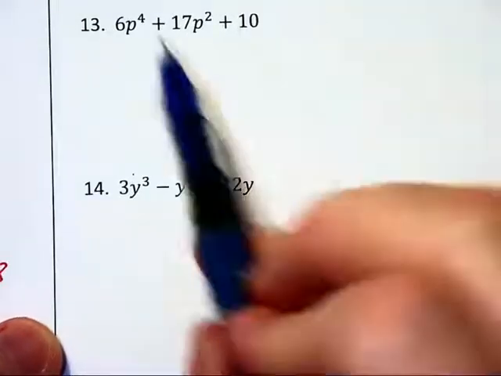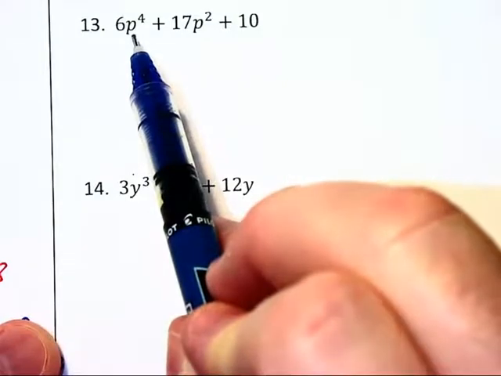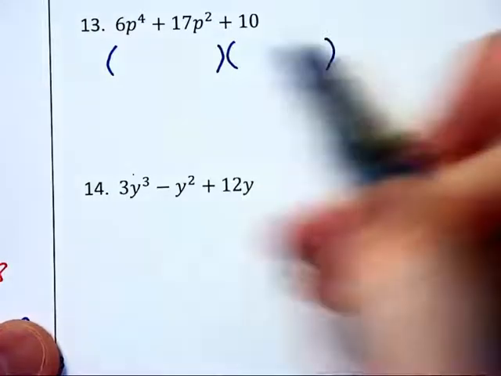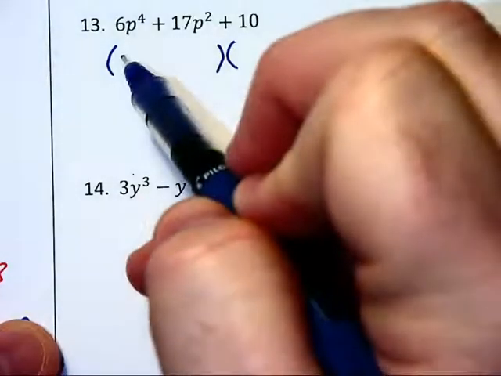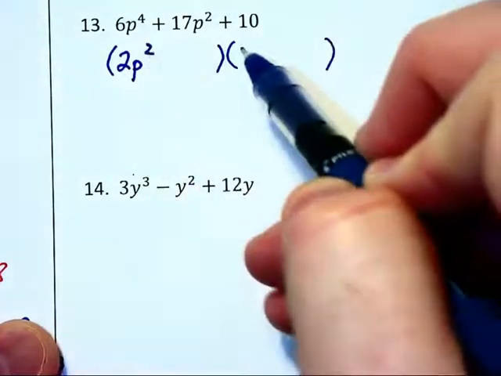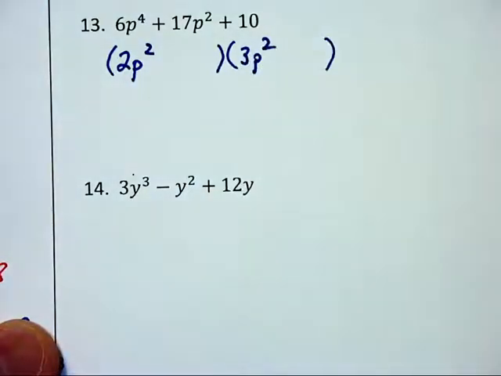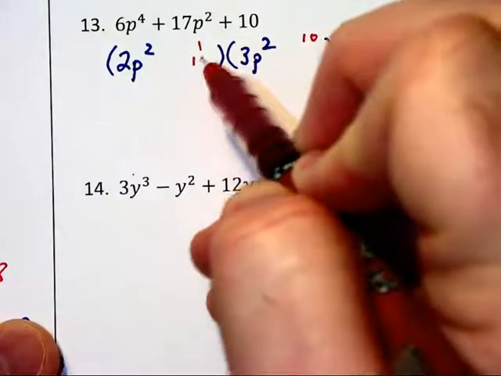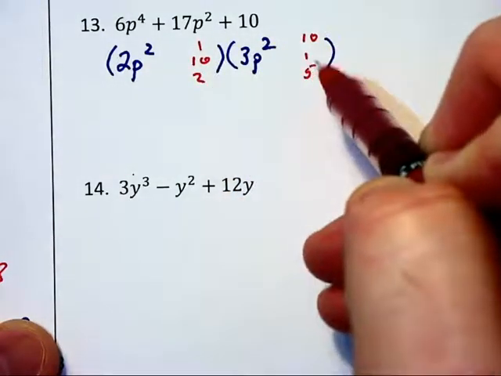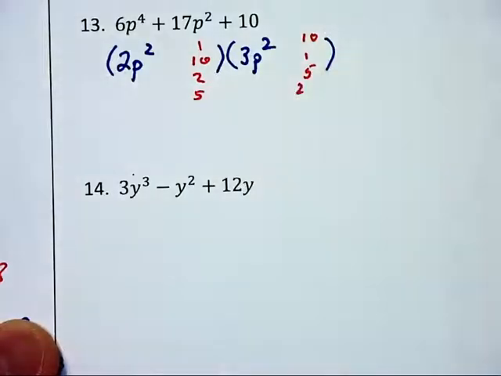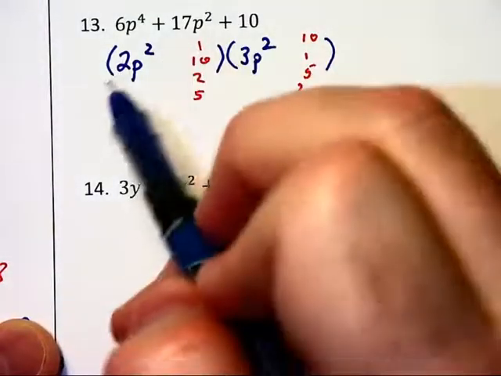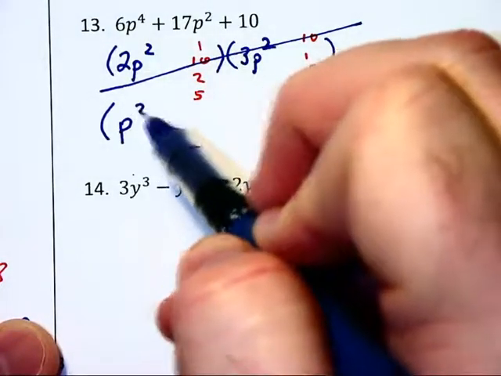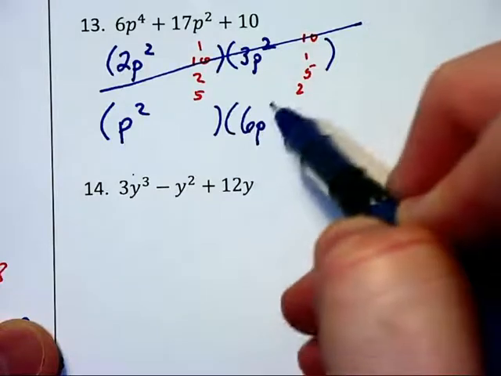For this next problem, I have a p to the fourth. Okay, I've got to play around with this somehow. First thing I want to do, especially since the numbers are somewhat balanced, is try a 2p squared, 3p squared approach. And then I would try 1 and 10, 10 and 1, 2 and 5, 5 and 2, but would find out that none of those actually work. So I'm going to cross that out and switch gears here and go to p squared and 6p squared.